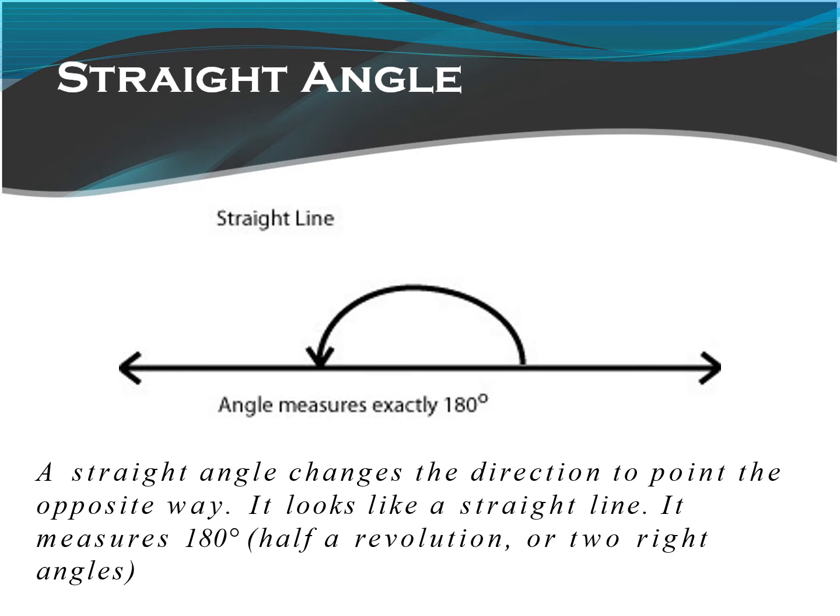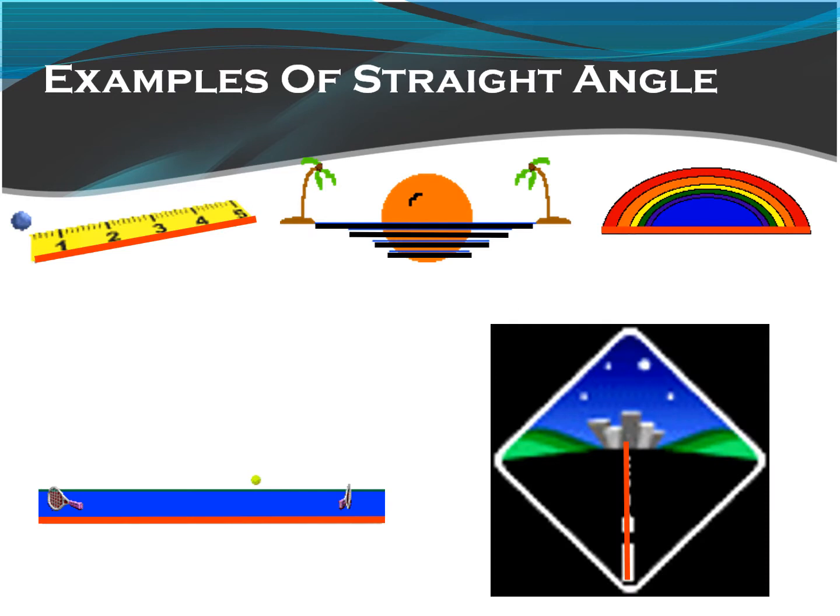Straight angle. A straight angle changes the direction to a point the opposite way. It looks like a straight line. It measures 180 degree. That means exactly half a revolution or two right angles. Some examples of straight angles are given here, like the ruler, the road, the badminton court and so on.